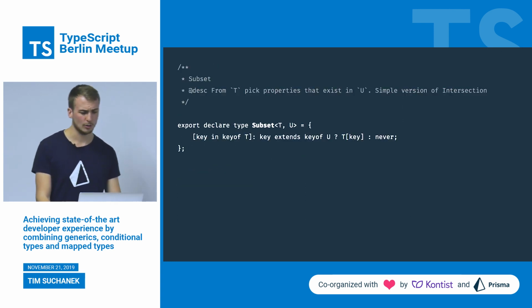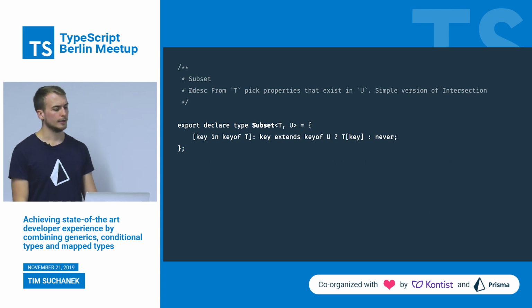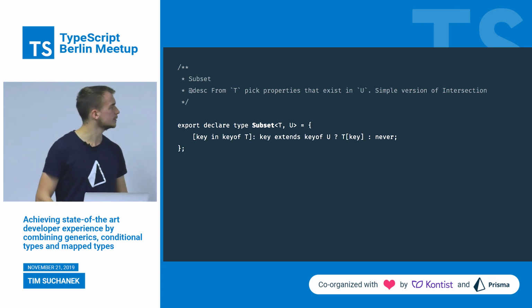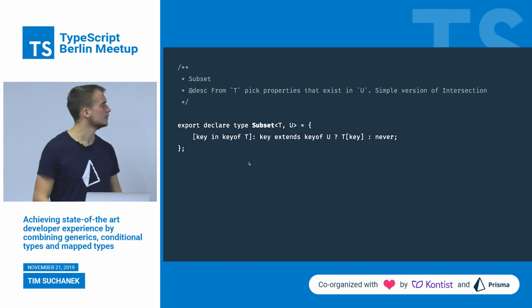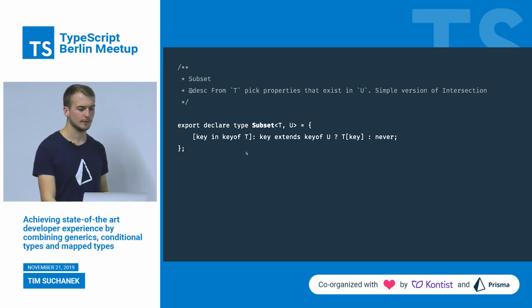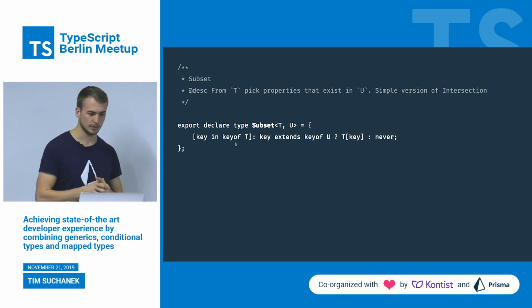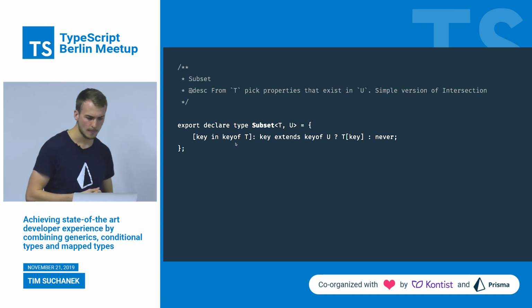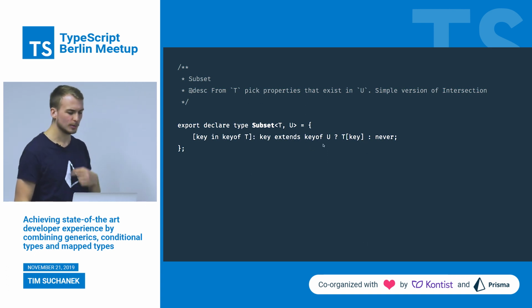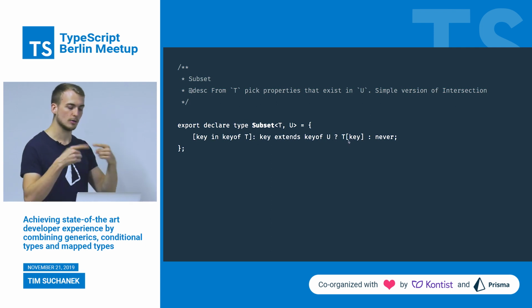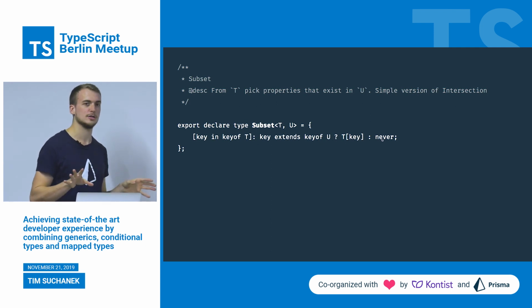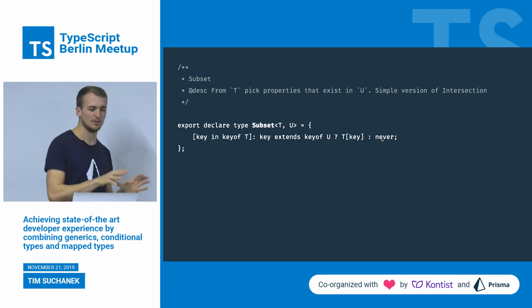So how does Subset work? This one is not in the standard lib, but how does it work? So the idea is basically that we are again looping through the keys of T, and we say that if this particular key is also in U, then pick it out. Otherwise, put never on it. And never again on a type system level means throw it away or filter.